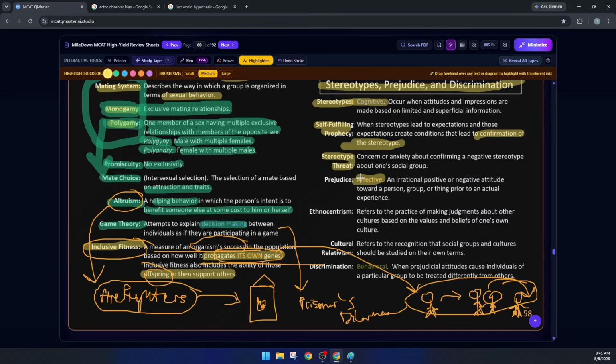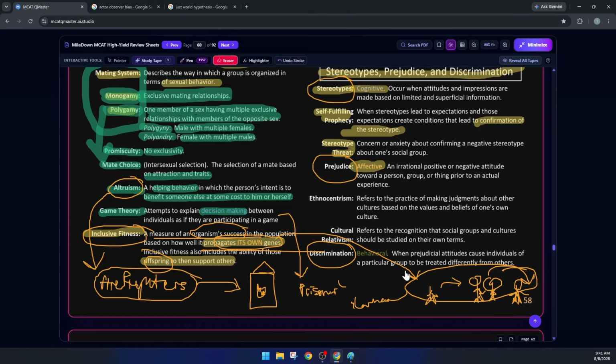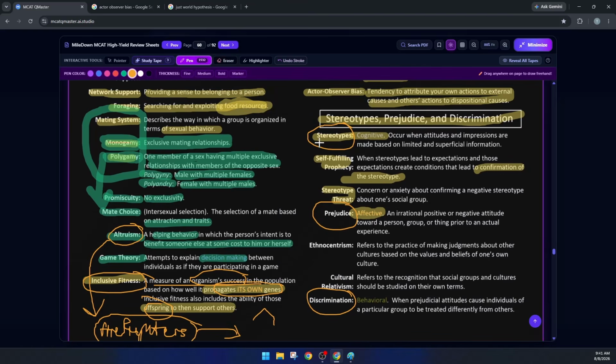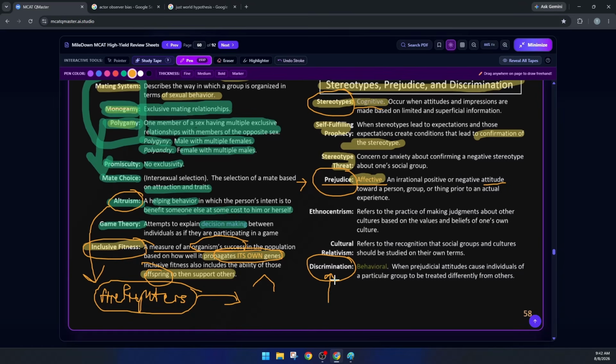Prejudice is affective. So you want to know the difference between a stereotype, a prejudice, and discrimination. I have to remove all of these pictures here. This is getting too cluttered. All right, so you have stereotypes, which are cognitive, they're thoughts. You have prejudice, which is affective. This is like an attitude toward someone, which could be negative or positive. But once this person starts, for example, throwing trash at someone else, that's now behavioral discrimination, actually treating others differently because of that.